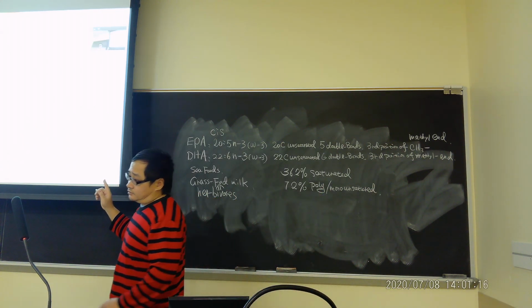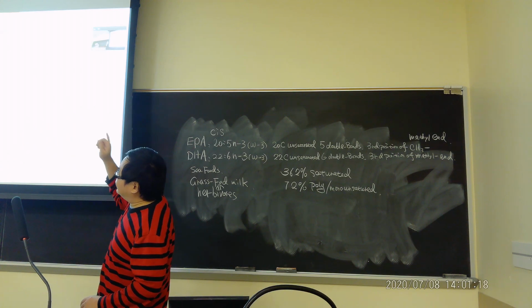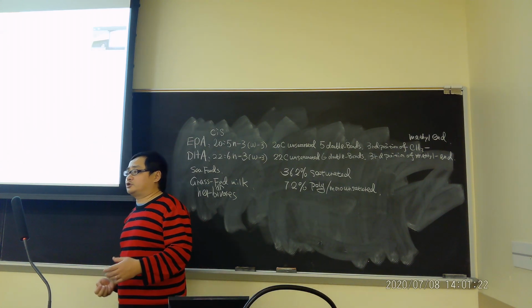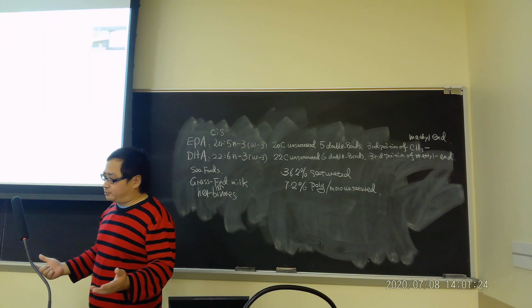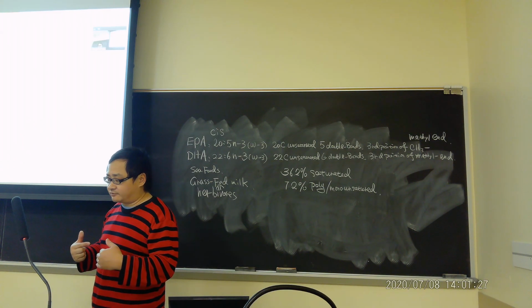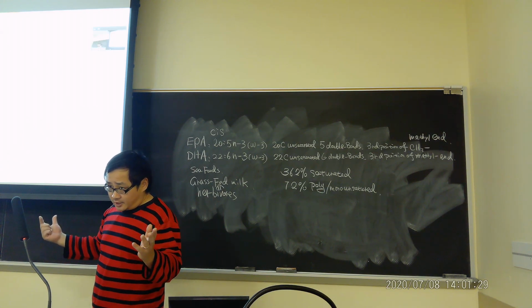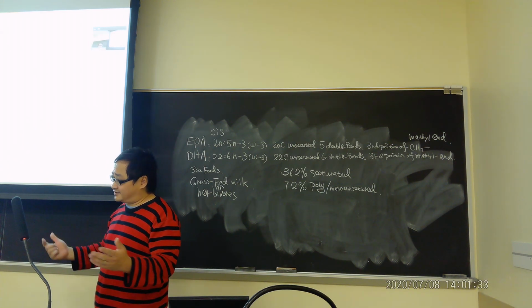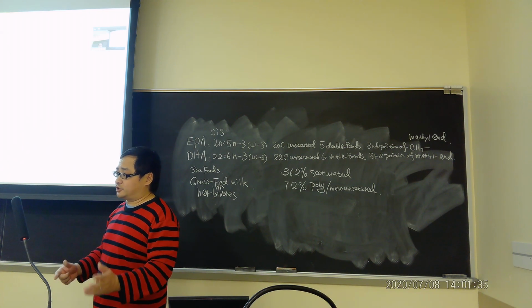What are they? Palmitic acids, oleic acids, and linoleic acids. That's why people who claim to be vegetarian still eat egg, because there's a huge component of unsaturated fatty acids compared to saturated fatty acids.